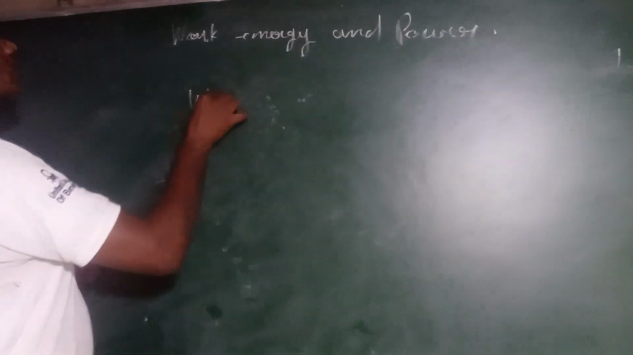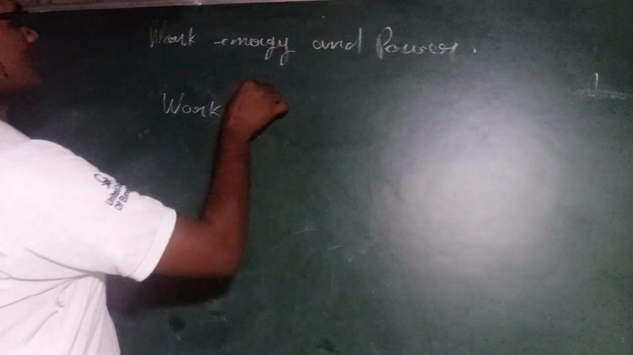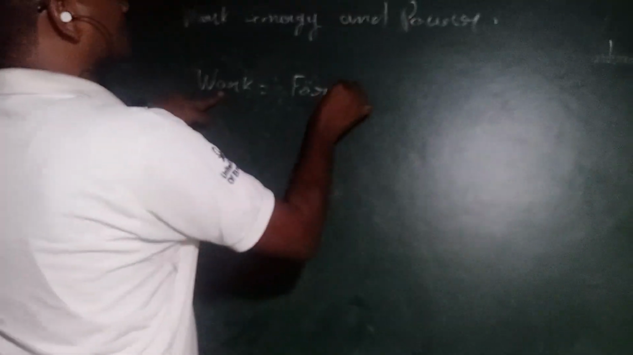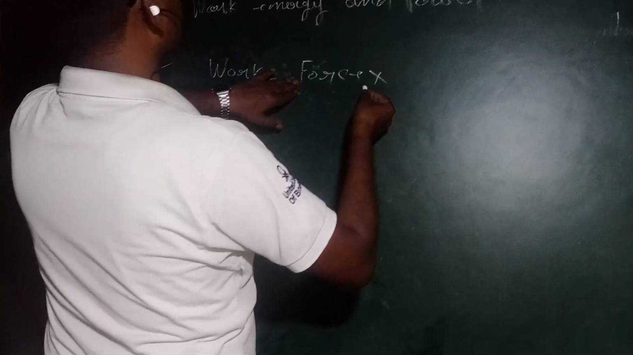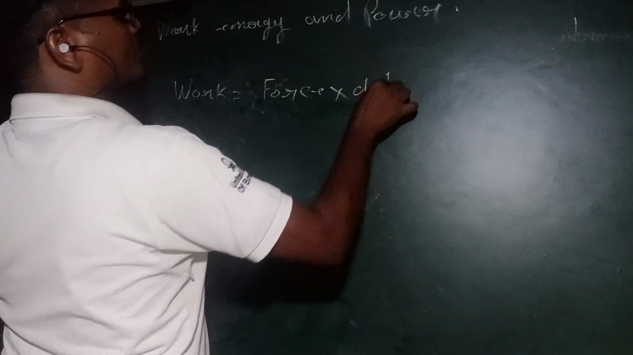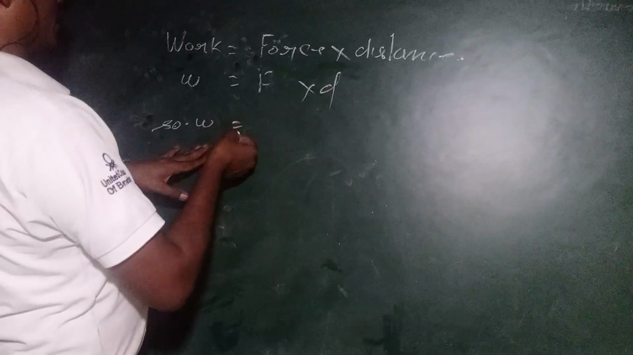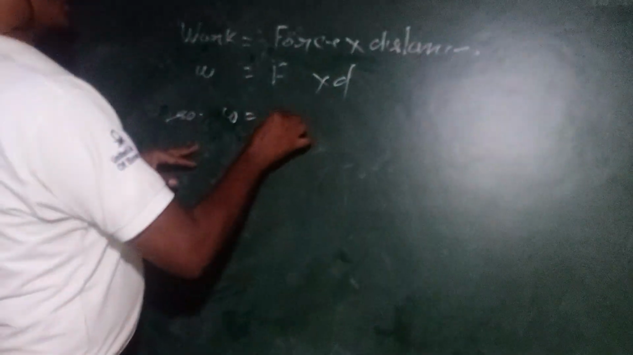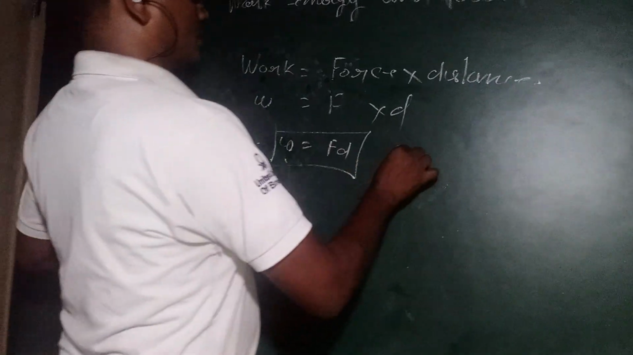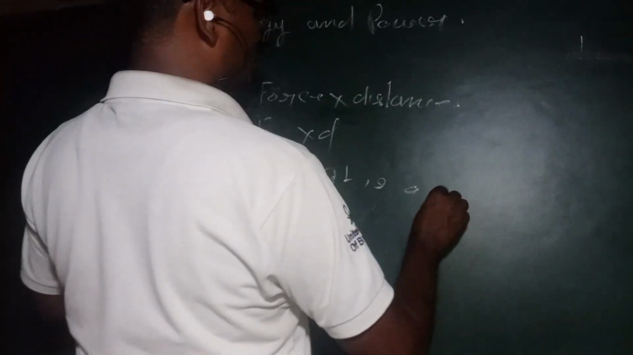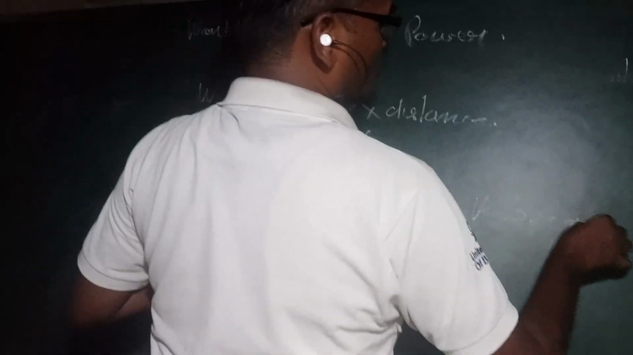Work, what is work? Work is equal to force into distance. Work can be denoted by W is equal to F into D. So W is equal to F D. It is a vector quantity.